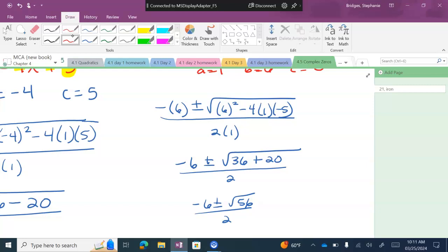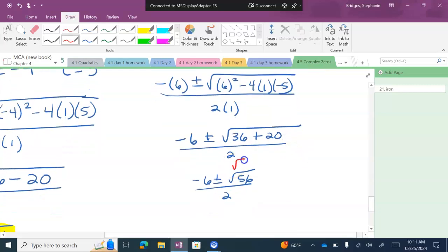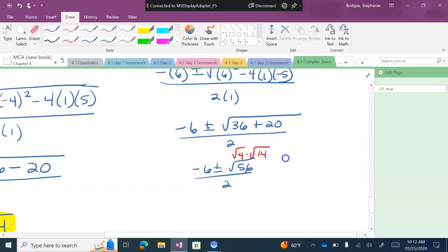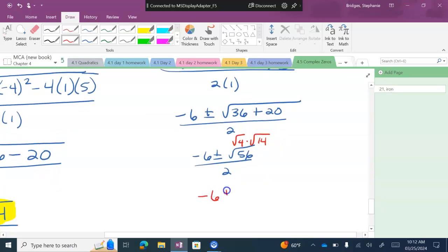Now, there is no negative under a radical, so I don't need the imaginary, but I do need to see if 56 can simplify, like breaking it down into some perfect square times some non-perfect square. What perfect square divides into 56? 4 times 14. So I'm going to split that into 4 times 14. What is the square root of 4? 2.